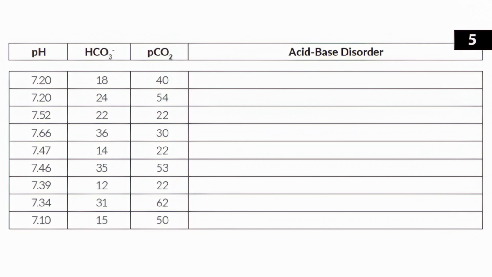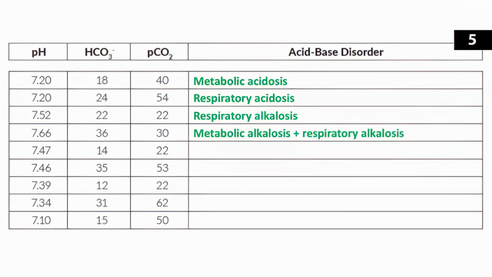All right, let's go through these. We left off at pH of 7.2, bicarb 18, PCO2 is 40. So this is metabolic acidosis without compensation. The next one, pH 7.2, bicarb 24, PCO2 54. This is a respiratory acidosis without compensation. The next one with a pH of 7.52 is respiratory alkalosis without compensation. The next one, pH of 7.66, is a combined metabolic and respiratory alkalosis.